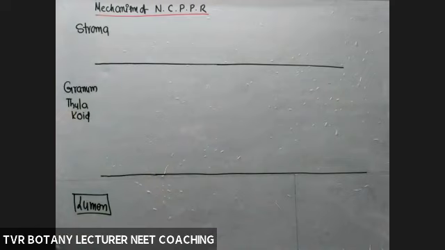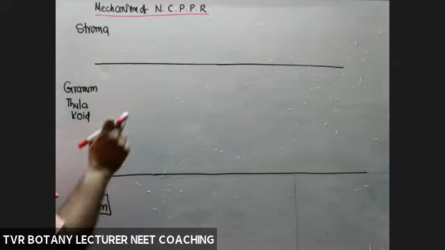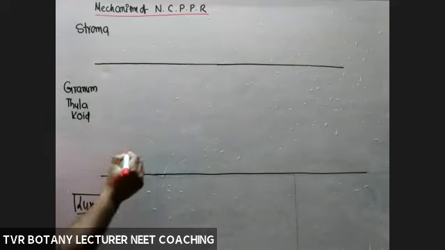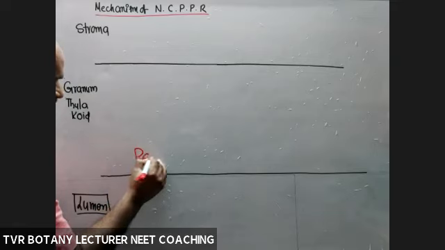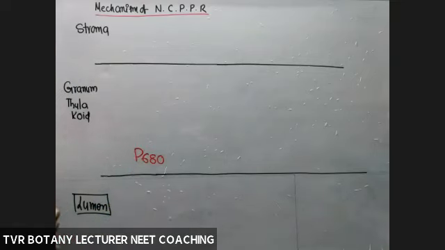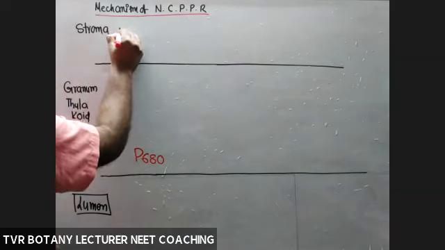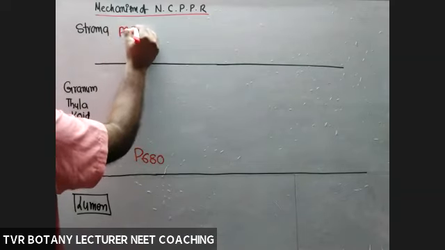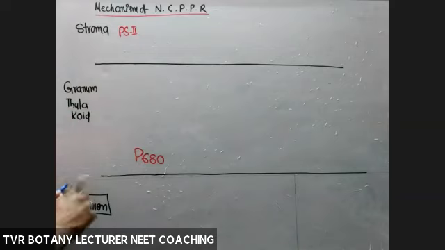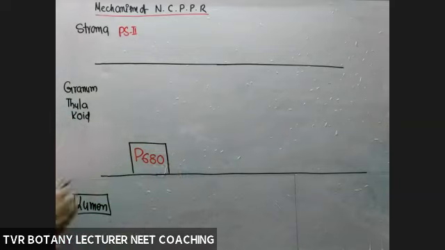Now, the non-cyclic electron transport system starts with excitation of an electron from a reaction center. What is that reaction center? Here the reaction center is P680. P680 means the first complex involved, photosystem 2. So 680 is the reaction center of photosystem 2.